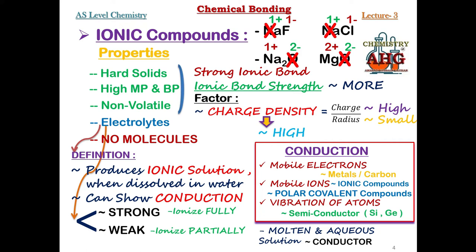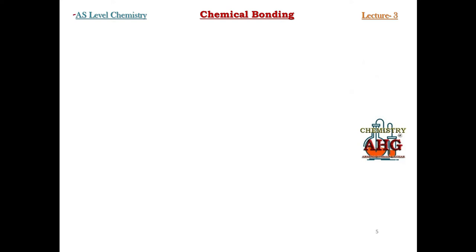So right now you can see we have discussed four important properties of ionic compounds. You must remember that the first three properties depend on ionic bond strength, and ionic bond strength depends on charge density, while electrolytes give the ability to an ionic compound to show conduction due to the presence of mobile ions. Next comes the last thing, that is very important. You must remember ionic compounds have no molecules. Rather, ionic compounds exist as a combination of ions. They are a cluster of ions.